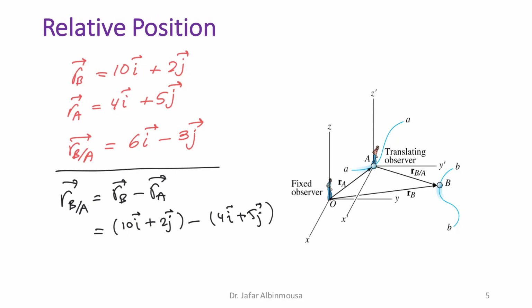What is important over here is to note that RB with respect to A is equal to minus RA with respect to B.